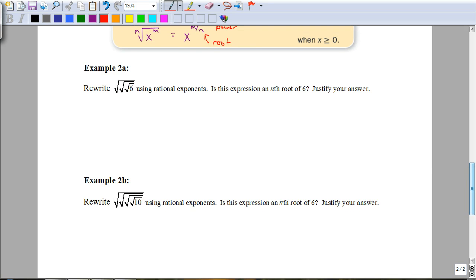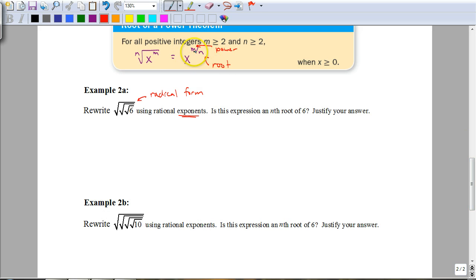You're going to see some problems like this in your homework assignment, where it talks about, here we have the square root of the square root of the square root of 6. We need to rewrite that using rational exponents. Now I want to talk about something here. When we see symbols like this, this is what we call radical form. Rational exponents, like in the second part of this box that we were just dealing with, means that we're going to be dealing with an exponent. So they want us to rewrite this using rational exponents.